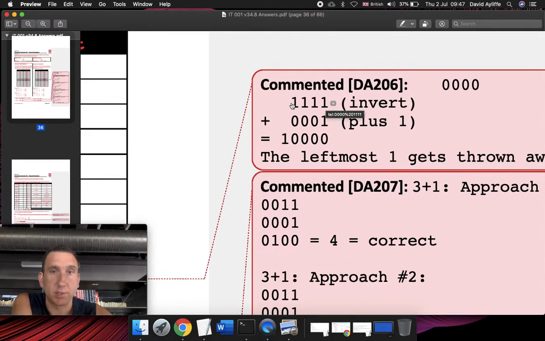0, 0, 0, 0 becomes 1, 1, 1, 1. So we've inverted, we've changed them. Then we need to add 1. Okay, so we need to do this maths: 1, 1, 1, 1 plus 0, 0, 0, 1.